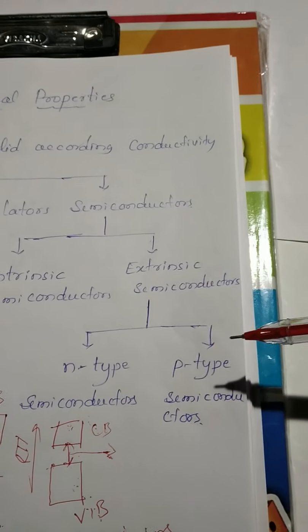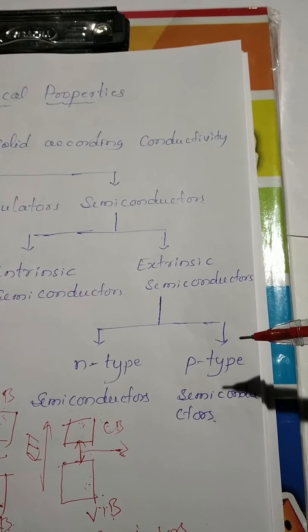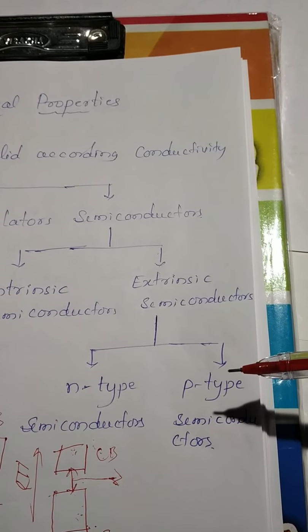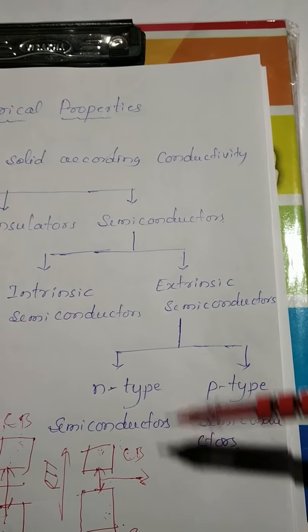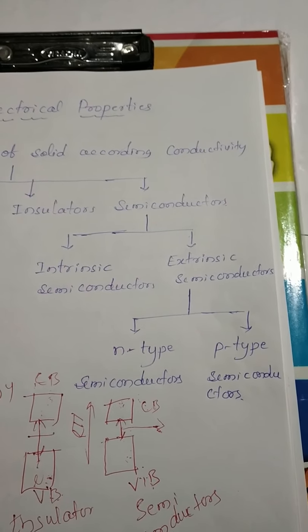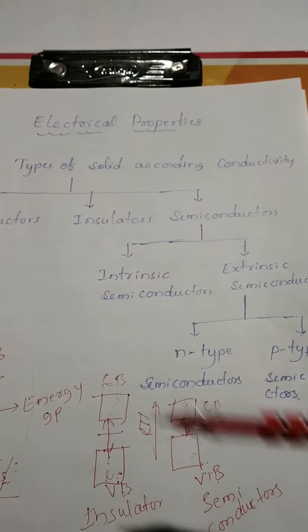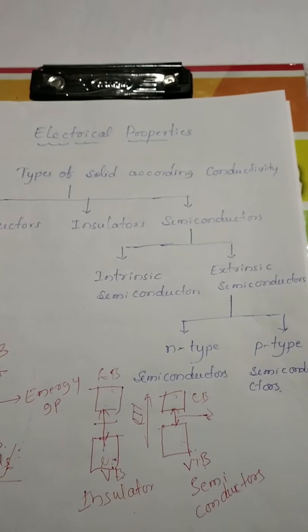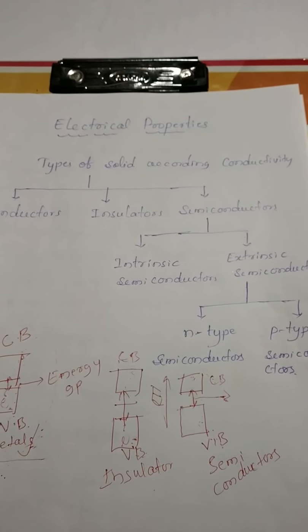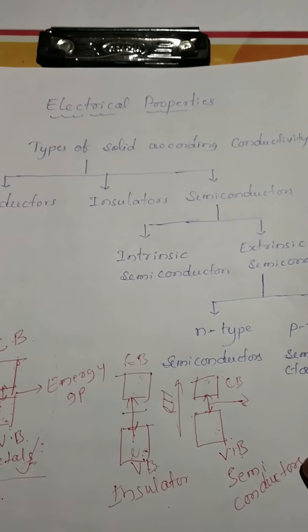If group 13 elements such as aluminum, boron, gallium are added to intrinsic semiconductors, then we get P-type semiconductors. Okay. So these are the classification of solids according to conductivity. I have just explained generally. Now I will explain these terms based on the specific conductance values and based on the band theory.